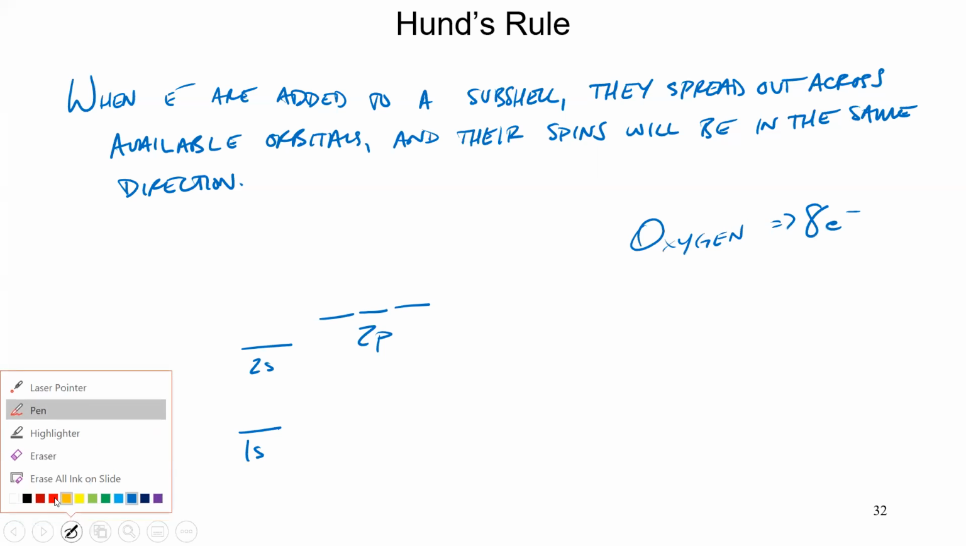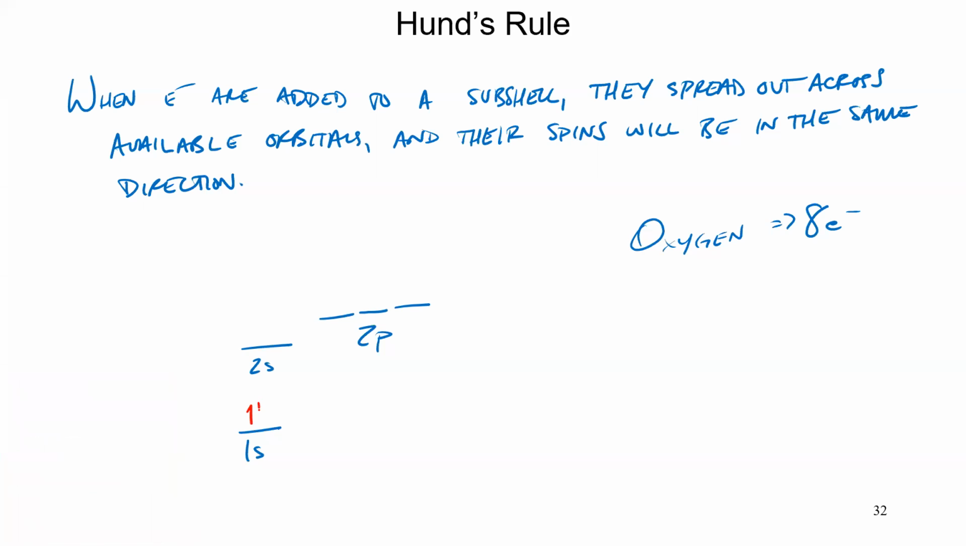Well, it still needs 2 electrons in the 1s. We're going to fill that up first, lowest in energy, following the Aufbau principle. Next lowest in energy is 2s. We're going to fill that up, following the Aufbau principle. We've got 4 more electrons. And so what Hund's rule tells us is that those electrons will go in like this. Right? They'll go into those 3 orbitals with their spins in the same direction. And then we won't start pairing up electrons until we have to, right?